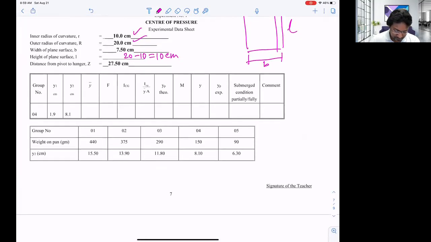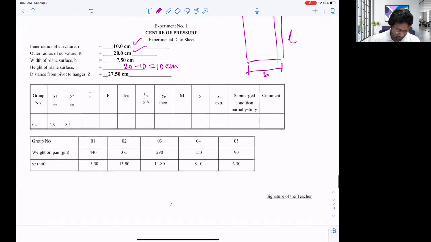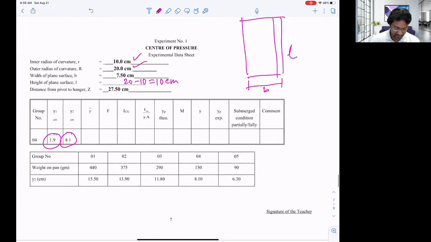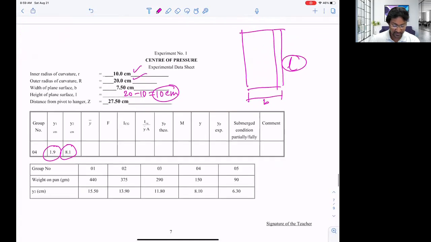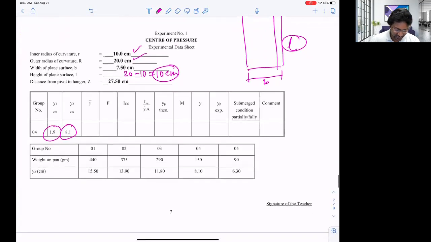For the partially submerged condition, we collected Y1 as 1.9 and Y2 as 8.1. Since Y2 is less than 10, because we know the height is 10, definitely it is the partially submerged condition. Now we have to calculate Y bar, F, ICZ, and then we know the mass for this. This is group number 4, and the mass is 150.